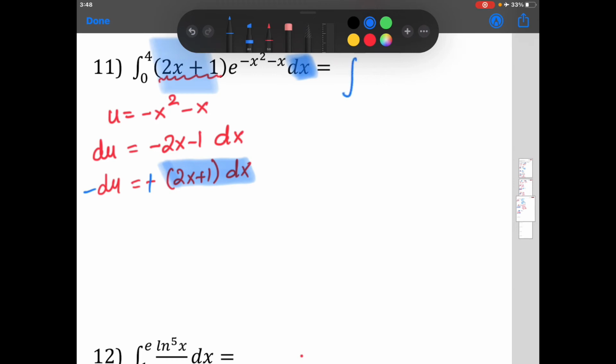So now let's rewrite this. Okay, again, I'm going to highlight this. These bounds are your x bounds. We're writing it in terms of u, so we cannot use those bounds. So let's first write down the integral, and then we'll determine our bounds. So e to the u, and I'm going to pull out the negative du.